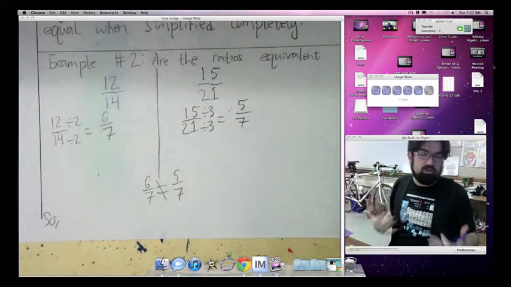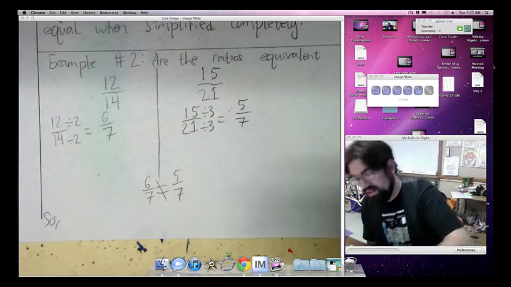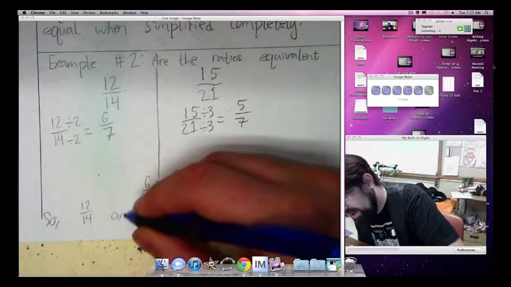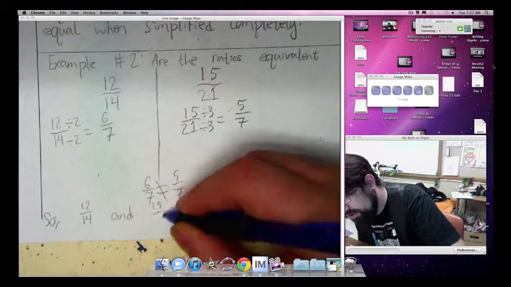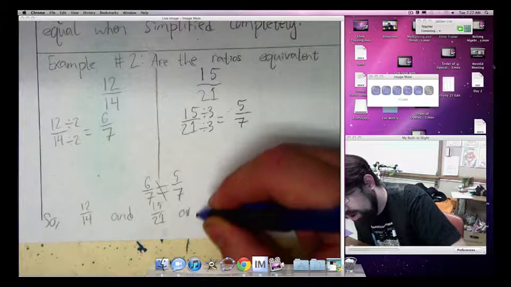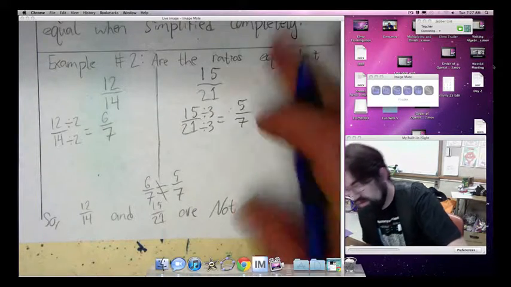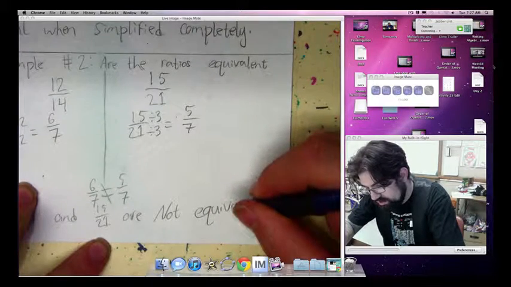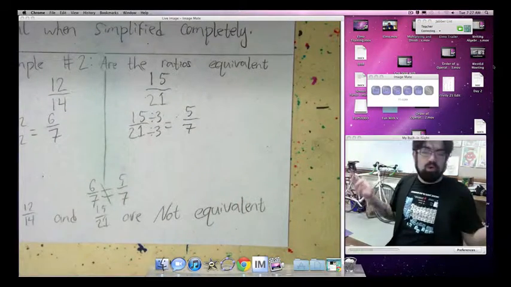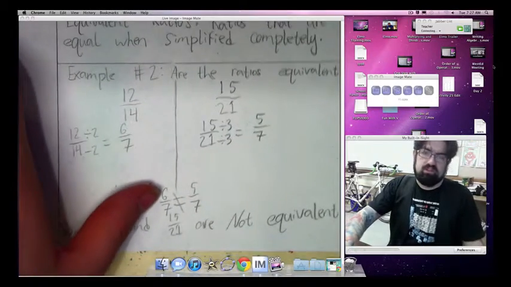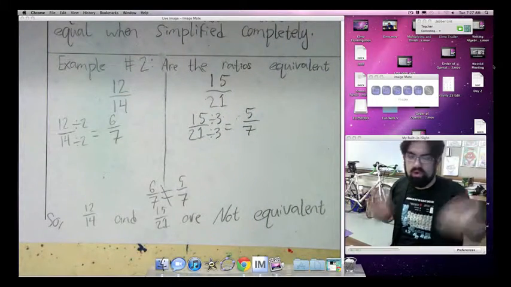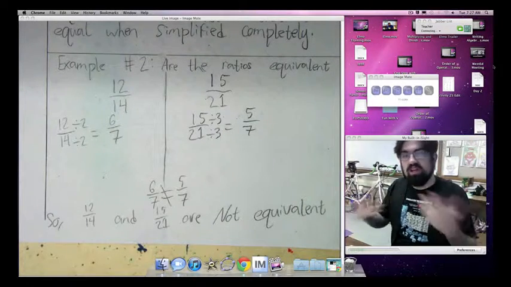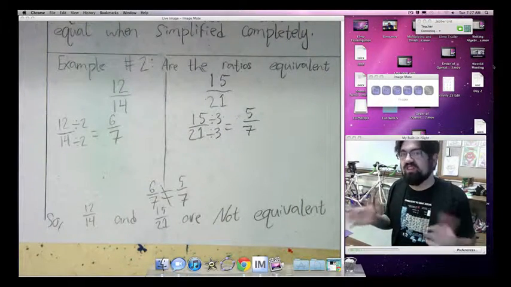I'm not going to use those two numbers though. I'm going to go back to the beginning and I'm going to say 12 14ths and 15 21sts are not equivalent. And if they were equivalent, I would say they are equivalent. That example number 2 is how you do all those fraction types. That's it for this video. It's a lot of fraction stuff and it's basically using what you know about fractions in a different way. Have a great day.